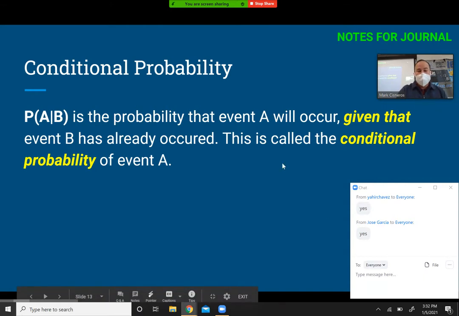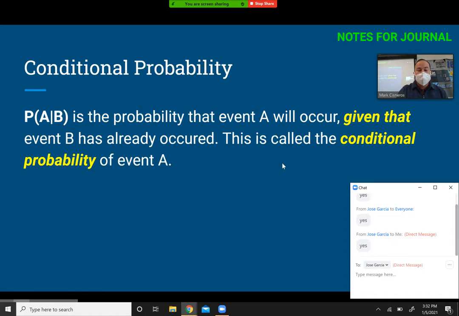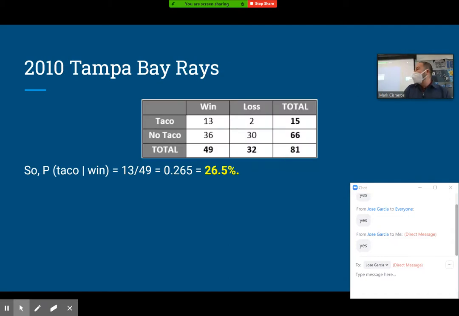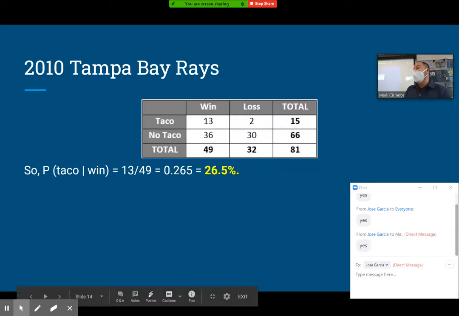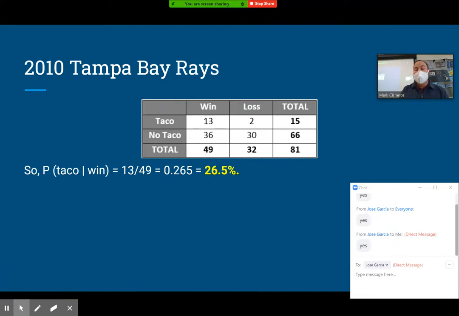Good, Jose? Okay. So I've already figured this one out. We just figured this out a few minutes ago. You guys gave me the correct answer. This is the way the correct notation is written: probability of a taco given that they had already won.